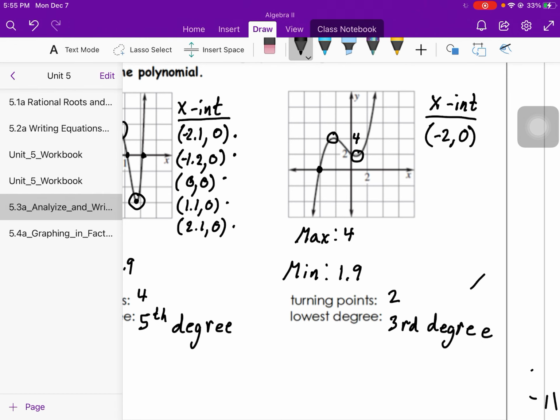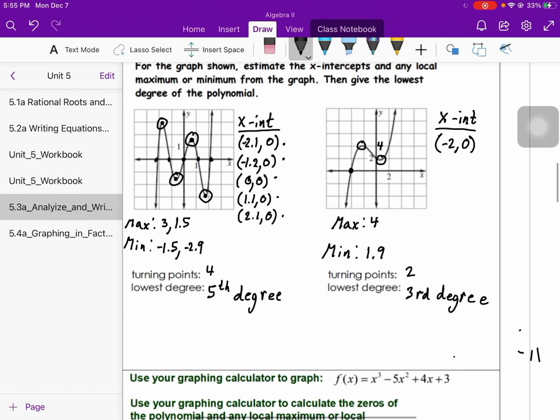But. All right, let's keep going. Why does it keep doing that?